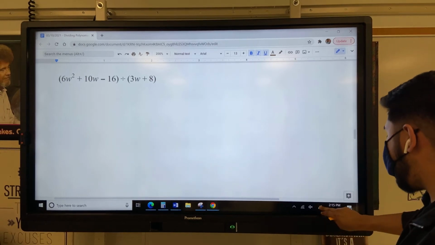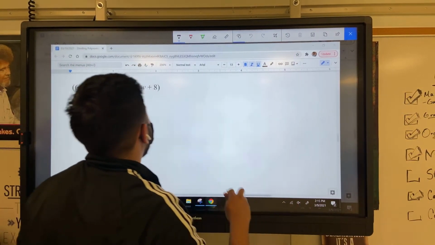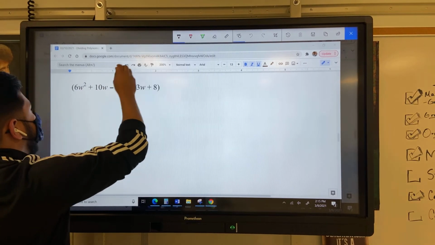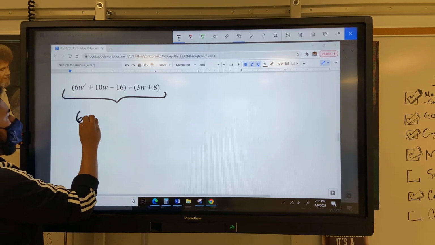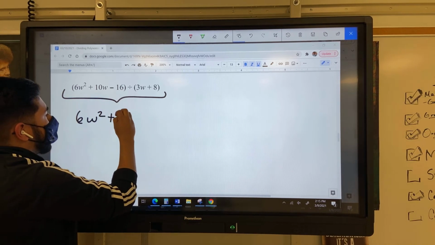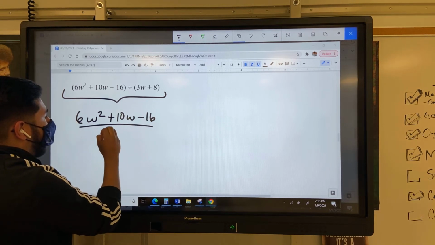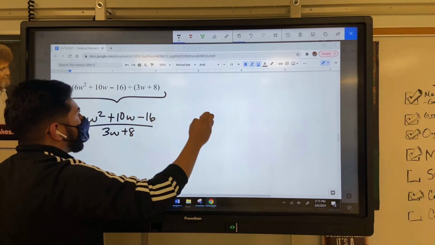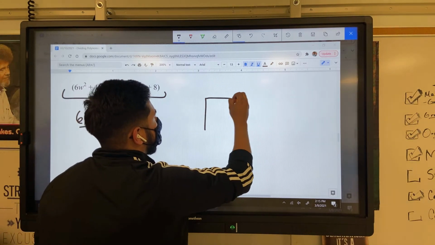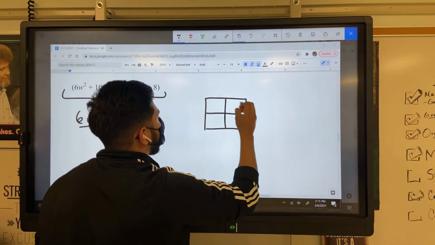All right, here we have something a little different. Why? We added a number in front of the variable squared. Nothing too scary. 6w squared plus 10w minus 16 over 3w plus 8. Same thing, ladies and gentlemen. We're doing the same thing, just adding another element, a little more multiplication, division, no worries.